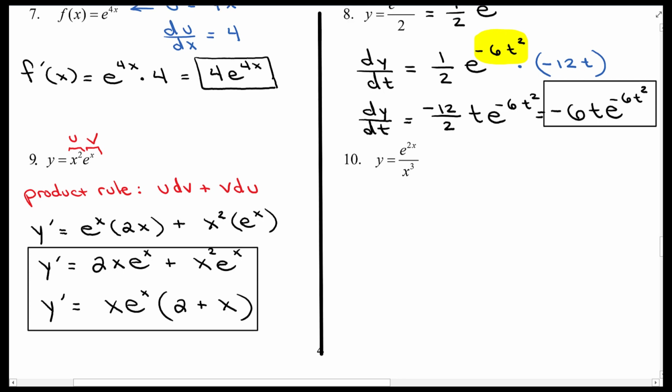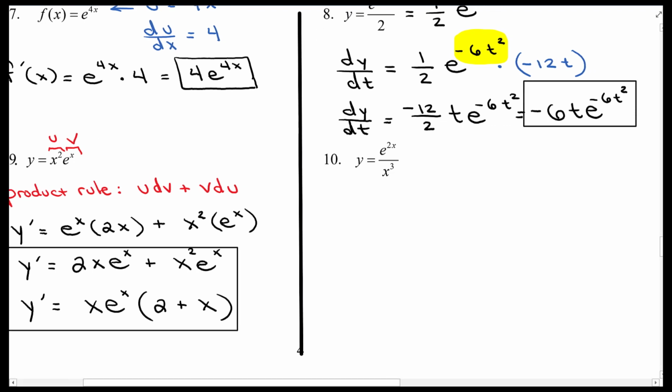Number 10. Y equals e raised to the 2x power all over x cubed. This is going to require the quotient rule. So if you recall, the quotient rule was v du minus u dv all over v squared. I'm going to label my numerator as u and my denominator as v. I'm circling the numerator, the e raised to the 2x, because that represents my u.